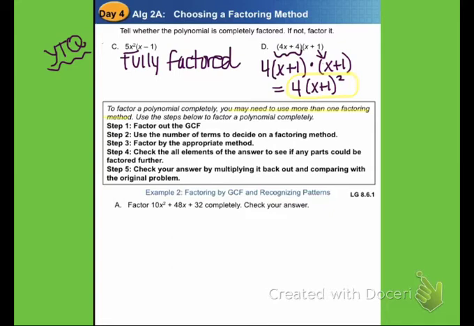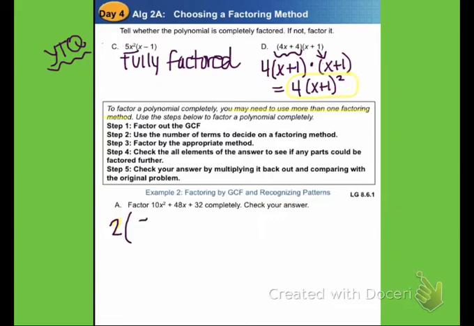It says factor 10x squared plus 48x plus 32 completely and check your answer. So step 1, factor out the GCF. I'm going to take a look at these terms and see if there's a greatest common factor that I can take out of each one of those terms. And I can see that they're all even numbers. So I know for sure I can at least take a 2 out. So I'm going to go ahead and do that. I'm going to factor out a 2. And they don't all have an x or a variable, so I can't really do anything with that. But I'm going to go ahead and take out the 2.